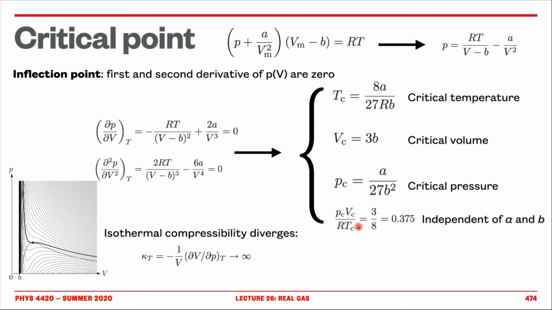So in principle, if this model is applicable to many different types of gas, which obviously have different A and B, that model has a feature that this ratio here does not depend on A and B. So in principle, this number should be universal for all the systems that can be described by this equation. And this number is actually 3/8. And we'll see if the actual measurement can give us that information as well.